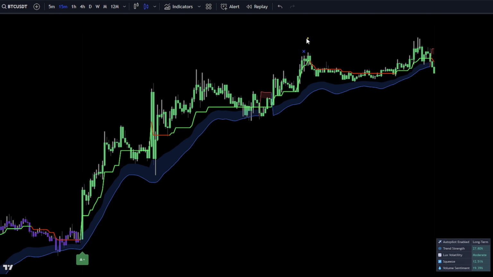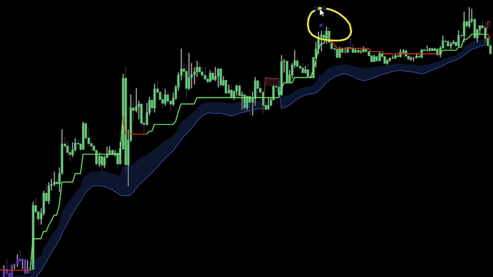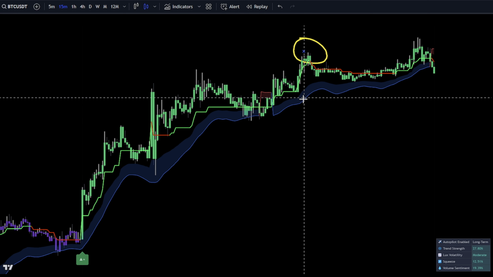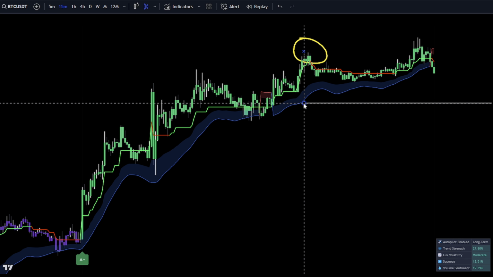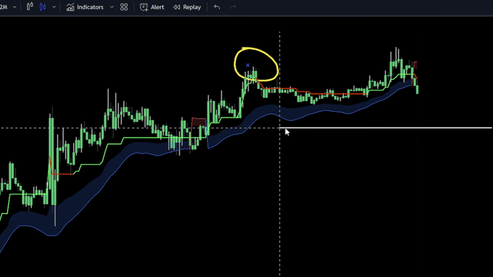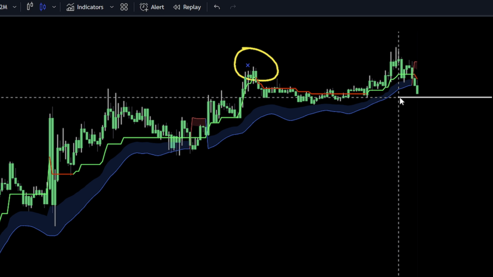Another way to exit the trade is with a simpler approach. Here's how. You can use the exit signal to close half of your position. Then, set the stop loss slightly below the smart trail and let the remaining position run. As the smart trail moves higher, adjust your stop loss upwards to lock in additional gains.